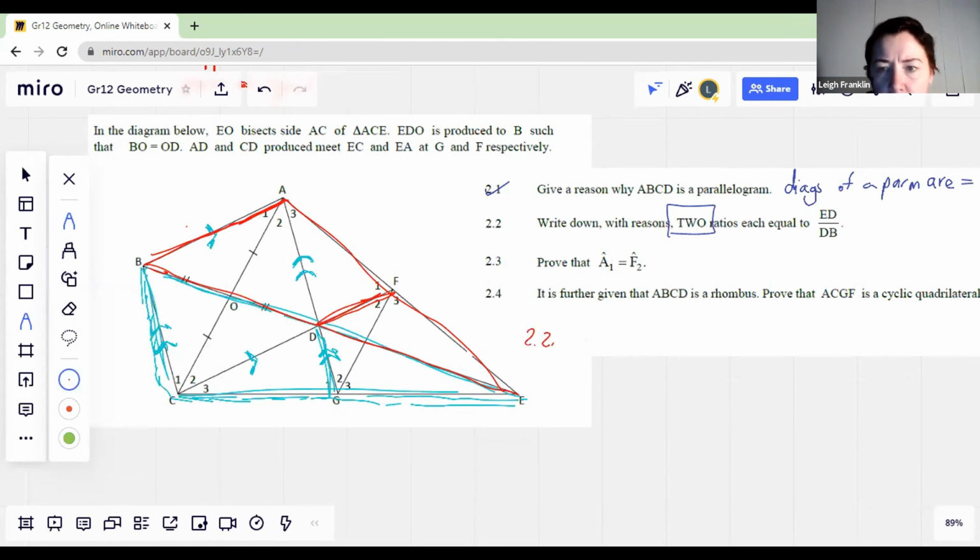2.2: ED over DB. If we are working in triangle ABE, what should ED over DB be equal to? It should be equal to AF over FE. Just be careful, we've started with ED. Oh yes, so it's going to be EF over FA. That's it. Okay, EF over FA. Very good. Nice, well done, Sparth. You're quite right. Reason?